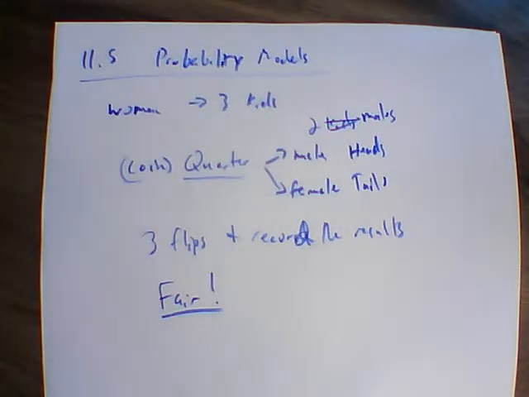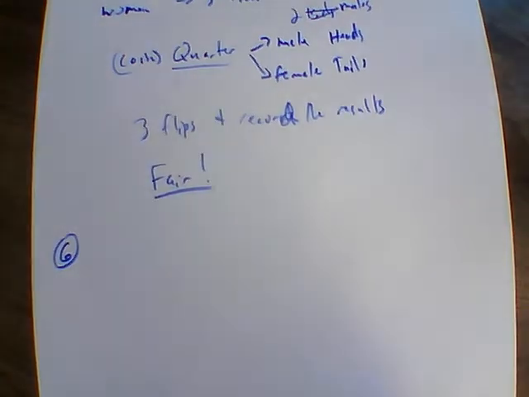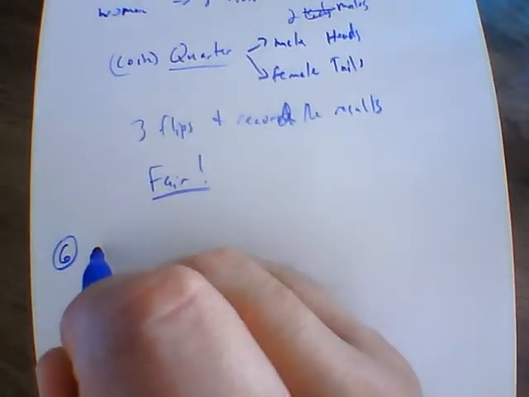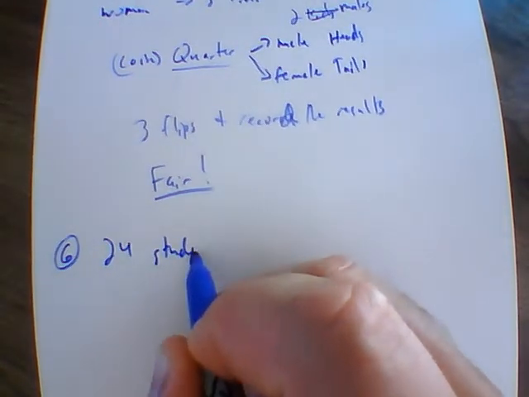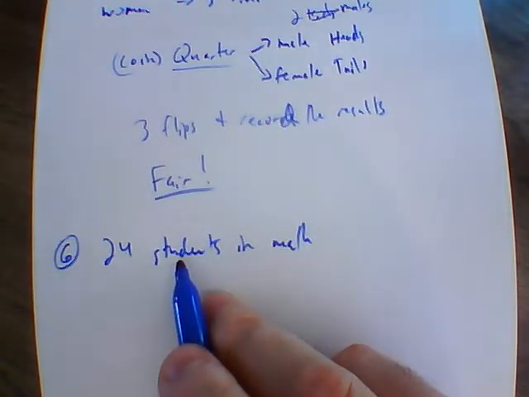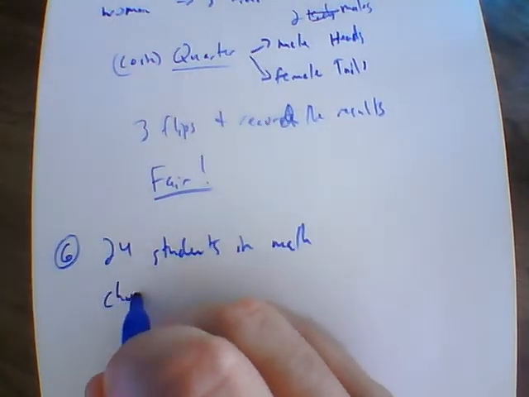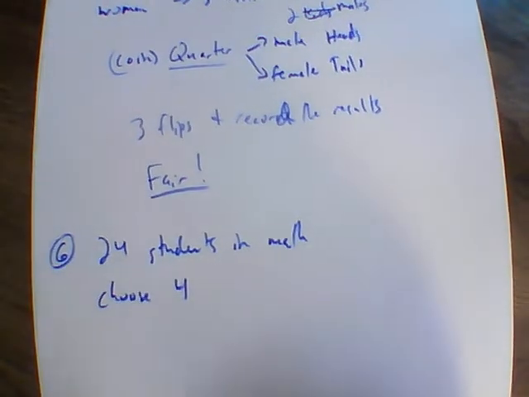So now let's look at a couple problems, because I would tell you go through, look at the examples, kind of see what they have going on for their experiments, and then we're going to look at some examples here. So here's number 6. Okay, so number 6, they talk about 24 students in math class. We're pretty close. We got 23. The teacher wants to choose 4, so we're going to choose 4.